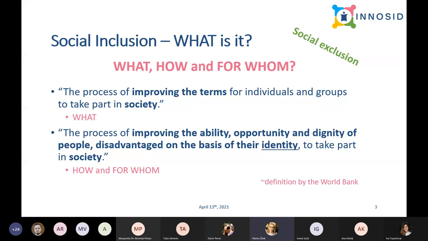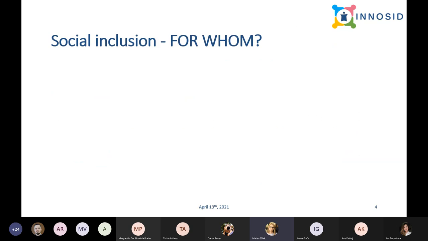Also on this slide, you can see one underlined term, which is identity. So people can be disadvantaged on the basis of their identity. Identity is defined actually as the qualities of a person or a group that makes them different somehow from others. So having that in mind, we will continue to the next slide, which actually says for whom social inclusion matters.